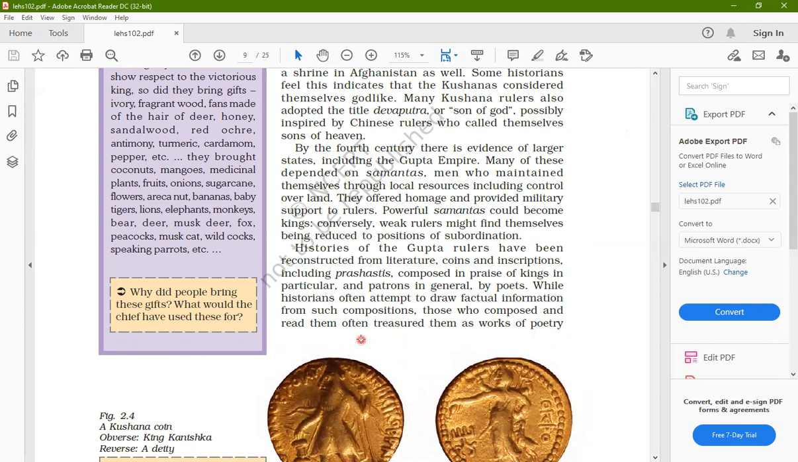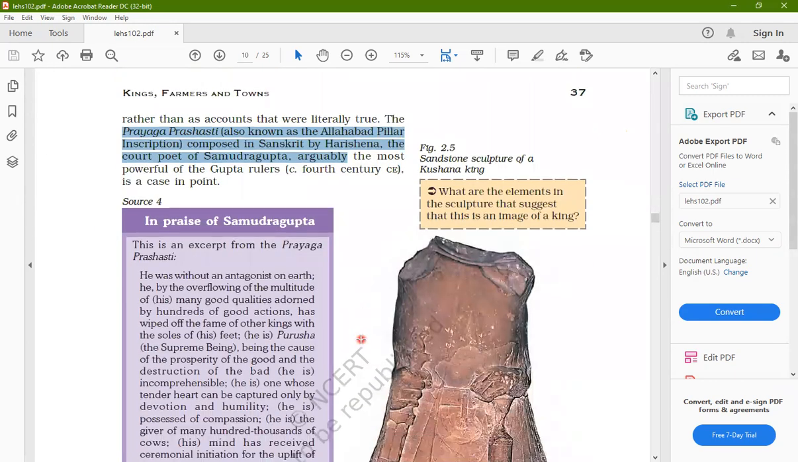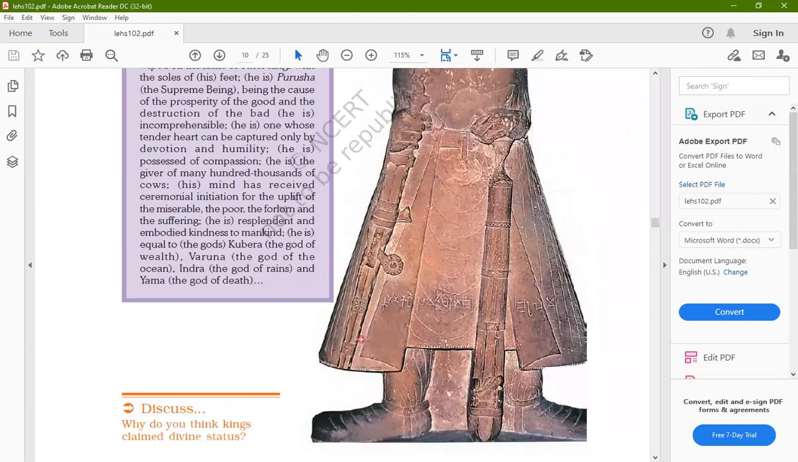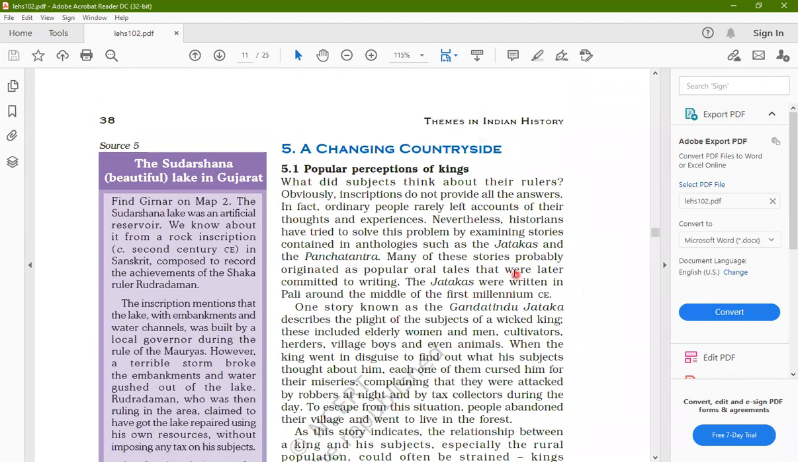Now, the next question here is: how did historians come to know about the perceptions of kings in the minds of the subjects? This is an important question. So in this, we have the Panchatantra and the Jatakas, right? And the Ganda Tindu Jataka is very important. Here you can see that again 3 points are being made. Earlier there was a problem in examining the perception of kings in the minds of subjects because there were no sources about this. But now historians examine stories such as the Jataka and Panchatantra.